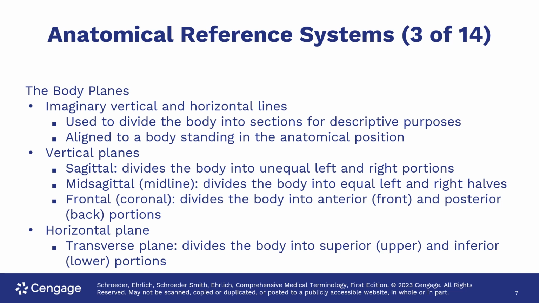Sagittal, which divides the body top to bottom vertically in uneven portions. Then there's the mid-sagittal plane, which divides the body into equal halves, right and left. Then there is the frontal or the coronal plane that divides the front half of the body from the back half.